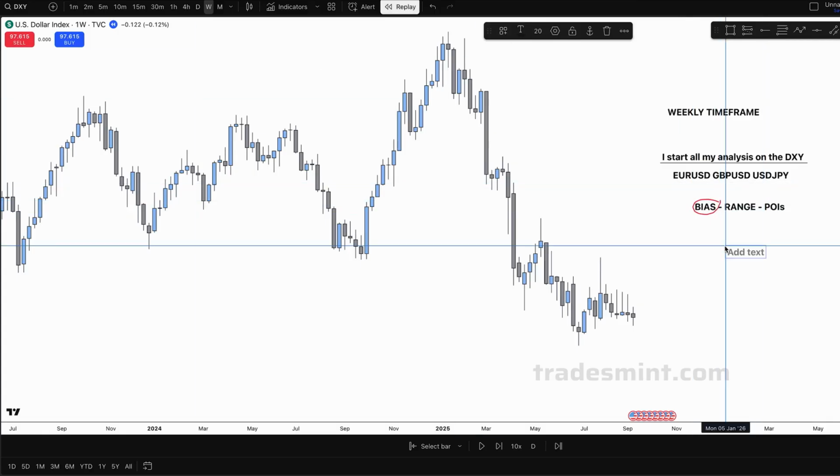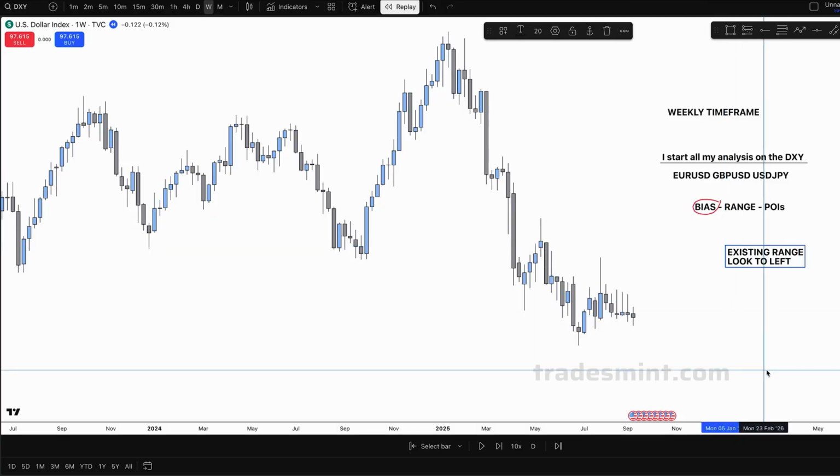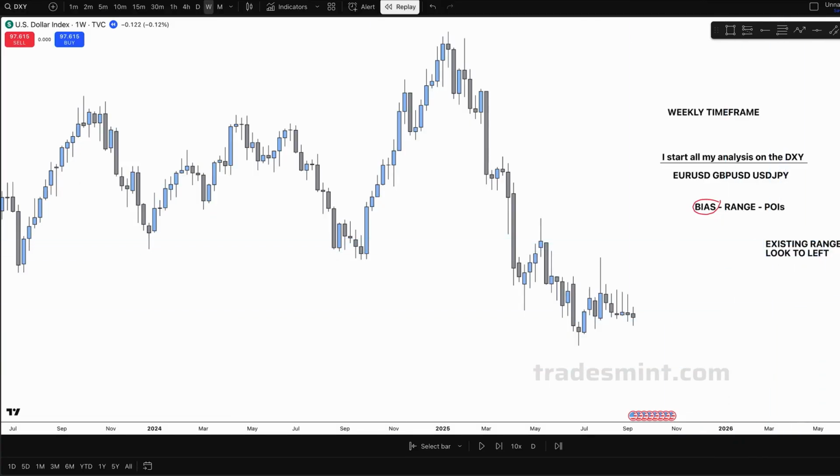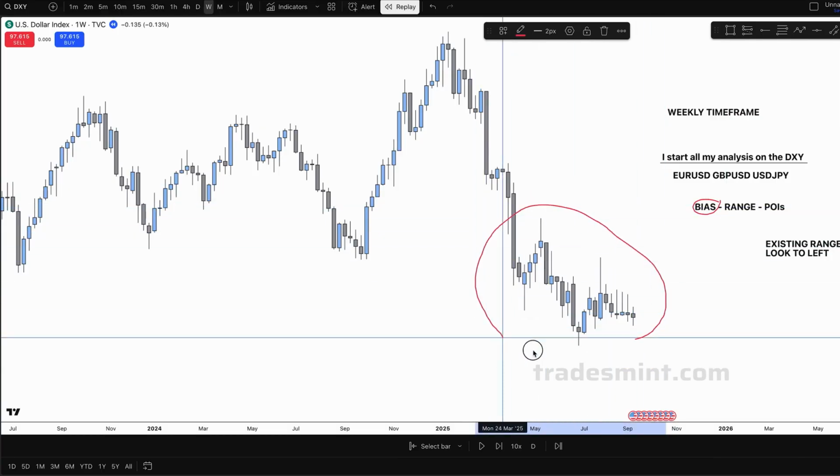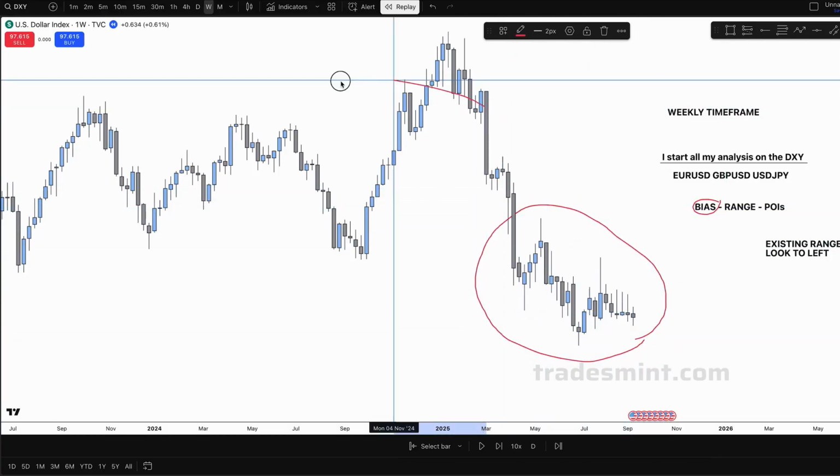Number 1, we look at existing range. Number 2, we look to the left. So we're going to start by looking at the existing range. And that simply just means dialing in on basically whatever the current weekly trend is doing. You don't have to look really far back.